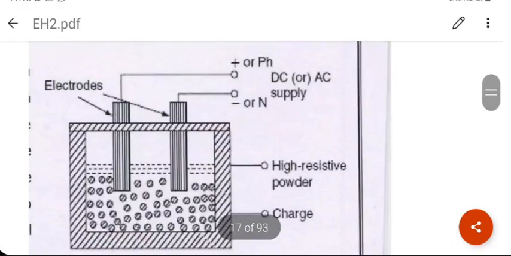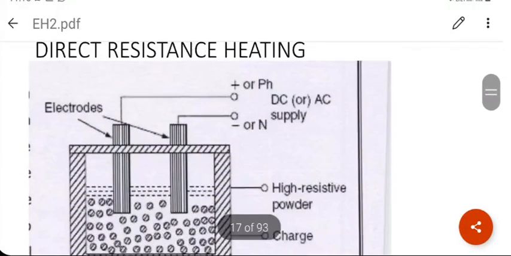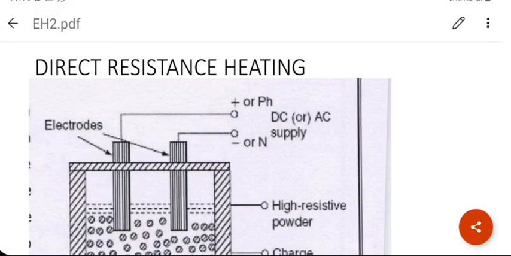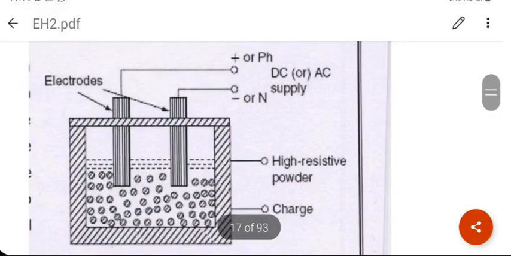This is a diagram conceptually describing direct resistance heating. Two electrodes are immersed in the material to be heated, which is here in the form of small pieces. And there is an enclosure in which the material is kept. In the material, you immerse the electrodes on which you are supplying either DC or AC.